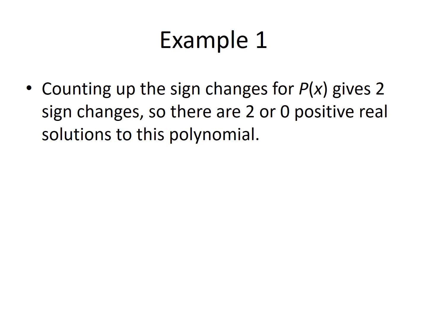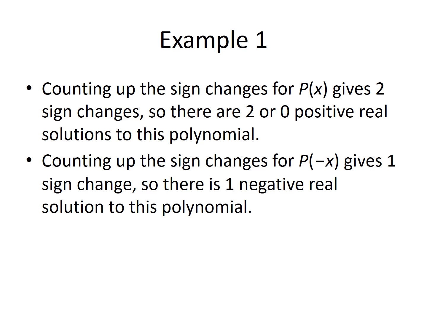So counting up the sign changes for p(x) gives 2 sign changes. So there are 2 or 0 positive real solutions to that polynomial. And this is what they mean by taking the number of sign changes less than an even integer. We're going to subtract 2 from the total number of sign changes, and then we're going to keep subtracting 2 until we get to either 0 or 1 for the number of possible solutions to the polynomial.